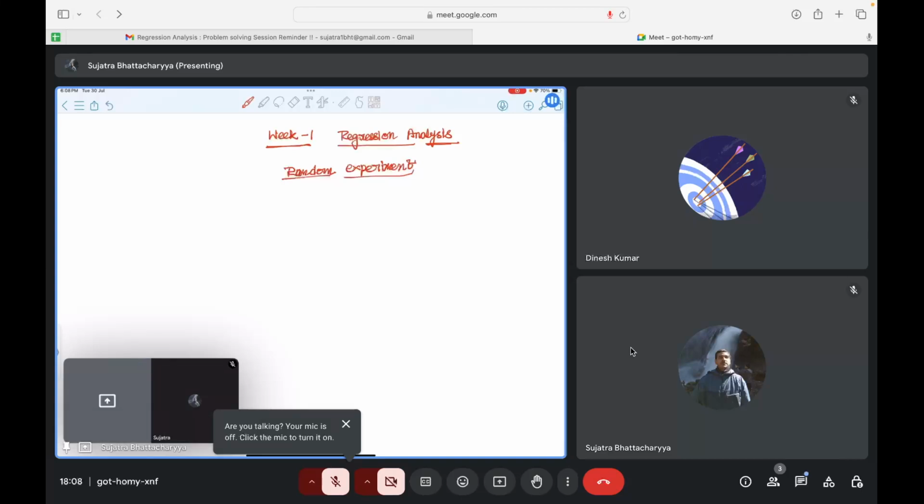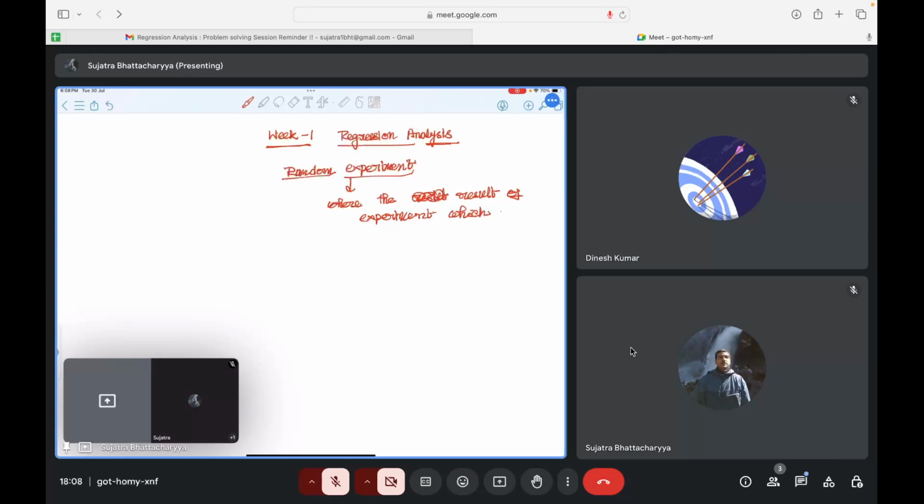So this is an experiment where the result of the experiment, which is performed under identical conditions, is random. The results are altogether different.